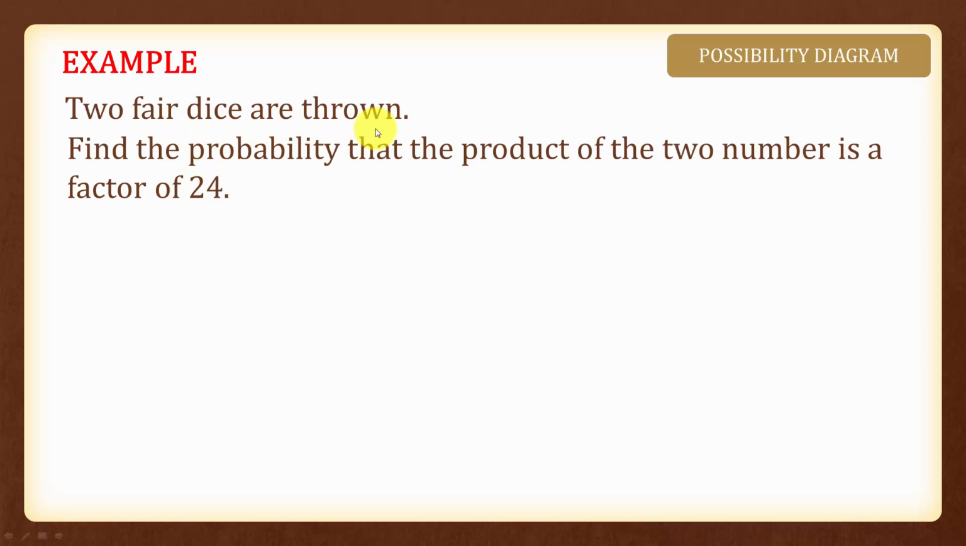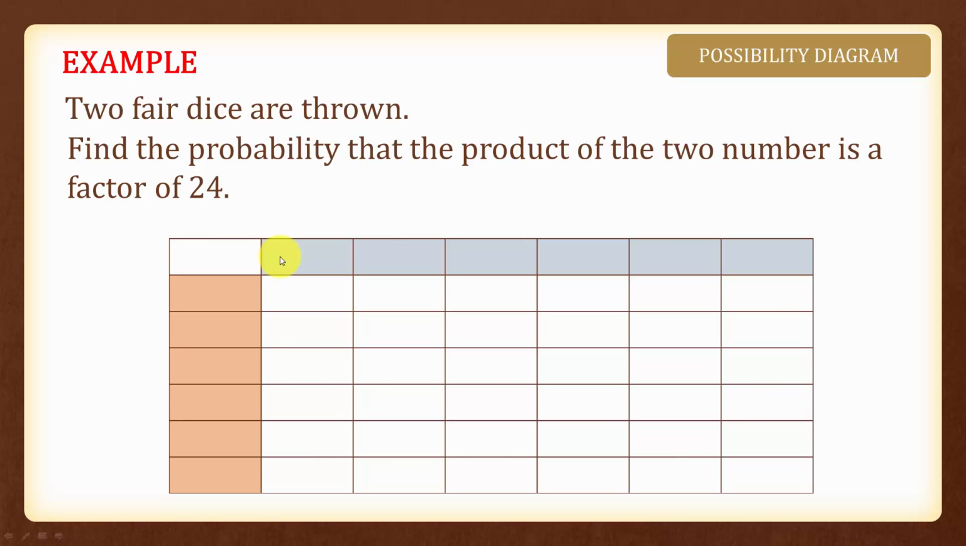2 fair dice are thrown, and we ask to find the probability that the product of these 2 numbers is a factor of 24. So, for the first stage, we'll have the first die being thrown, and for the second stage, we'll have the second die being thrown. And the outcomes are 1, 2, 3, 4, 5, 6 for each of the dice. In this sample space here, these are the possible outcomes.